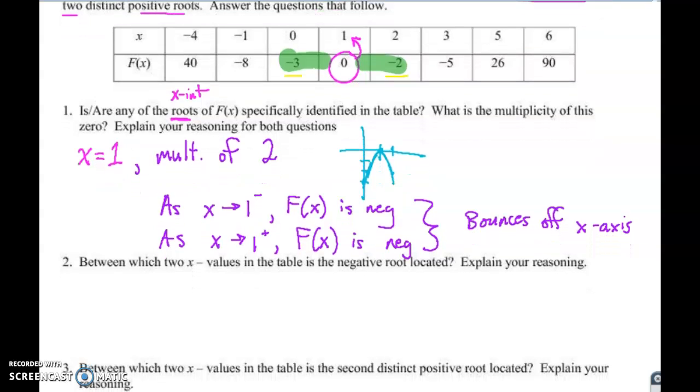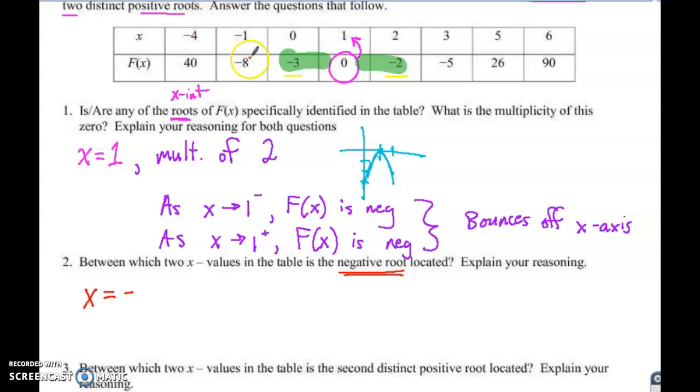I think that's a good explanation. So now what about the other roots? Well, right now we're going to examine the negative root. Now, when we say the negative root, we're talking about x equals a negative number. So examine the negative values.